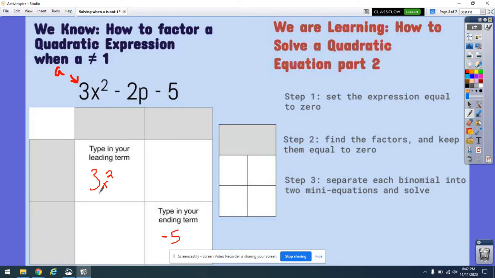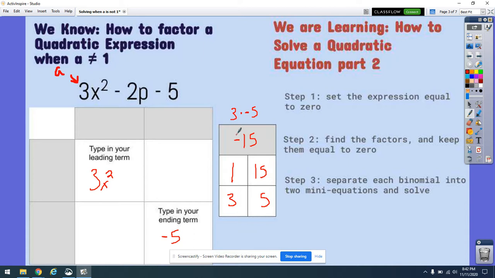So remember, we have to take this a term, this 3, and this negative 5 and multiply them together. So in other words, this is basically what this little part is for. I'm going to take my 3 times the negative 5, so I get a negative 15. So you want to think about what are the factors, again, what numbers can multiply to give me this 15. So we get 1 and 15, and also 3 and 5.